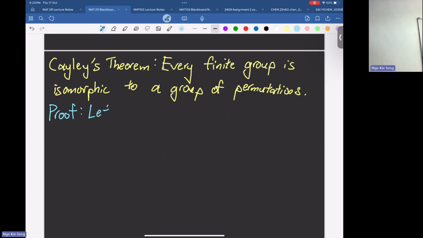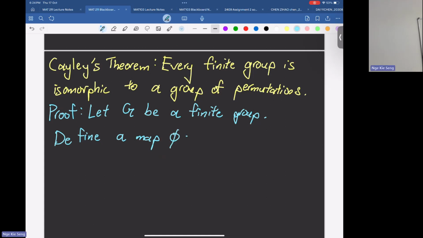So let G be a finite group. What we're going to do is define a map from G to S_G. So what's this S_G here? This means we want to permute elements of G. Later you will see this is actually isomorphic to S of the modulus of G.